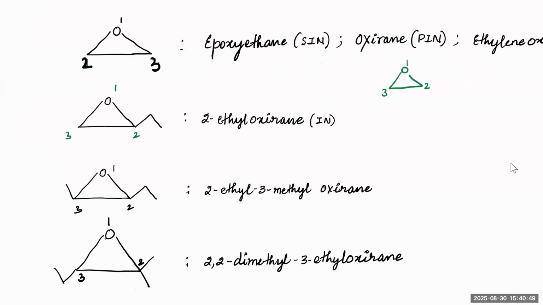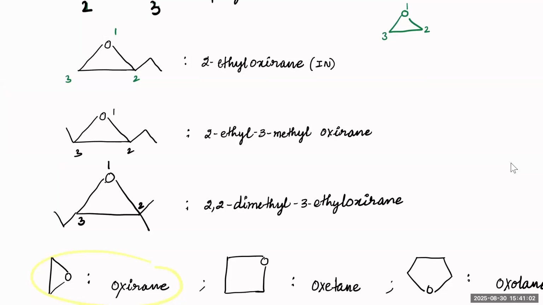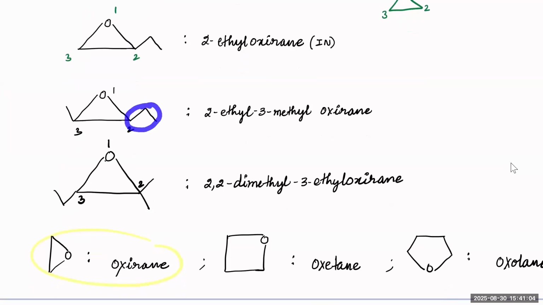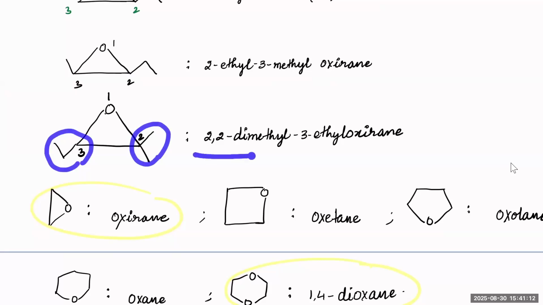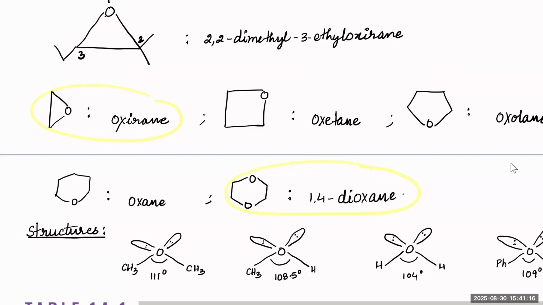Numbering should always start from oxygen. And you see that 1, 2, 3, the IUPAC name given is 2-methyloxirane. And this will become 2-ethyl-3-methyloxirane. And here it will become 3-ethyl-2,2-dimethyloxirane. Is this clear?